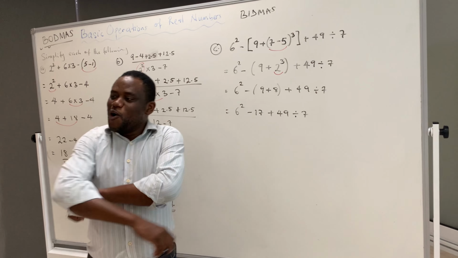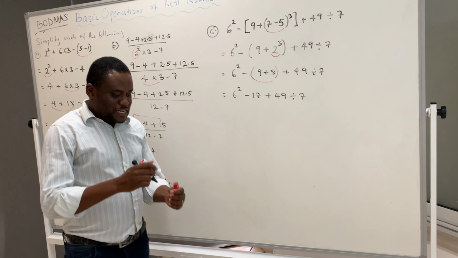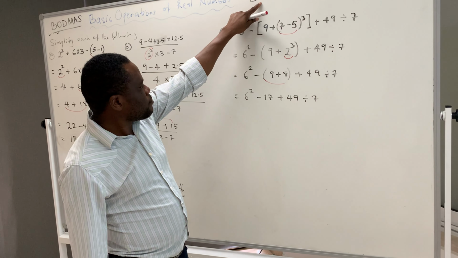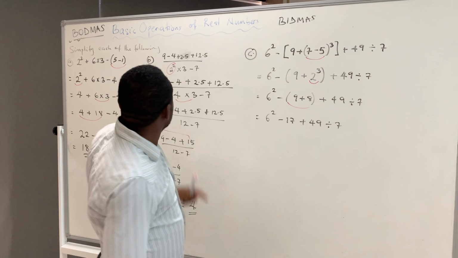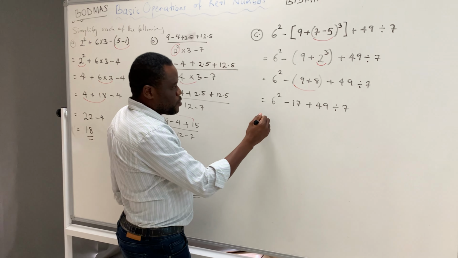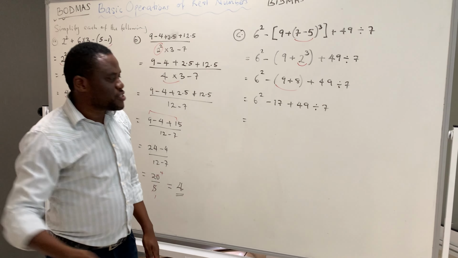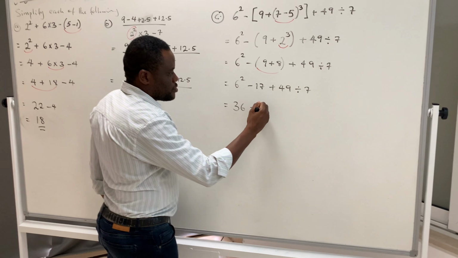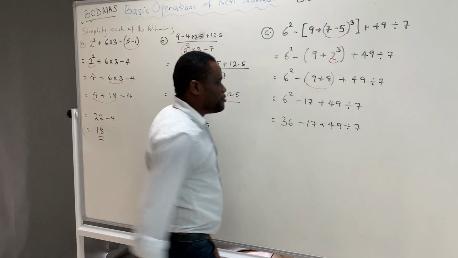Now, no more parentheses. We are done with the parentheses. Now, what is next after that? Index, or exponent. So we have one exponent here. We have 6 squared. That is 6 in 2 places, which is what? 36 minus 17 plus 49 divided by 7.